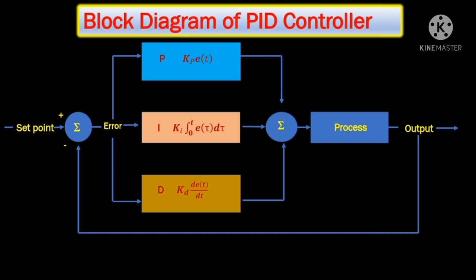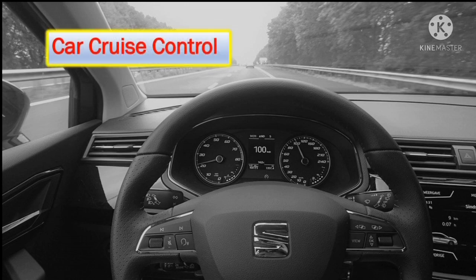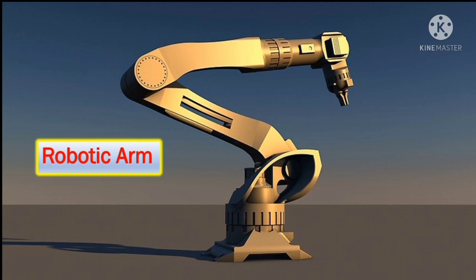Now friends, this PID controller is extensively used in many fields, including the car cruise control, which is so widely used, and also in the movement and positioning of a robotic arm.